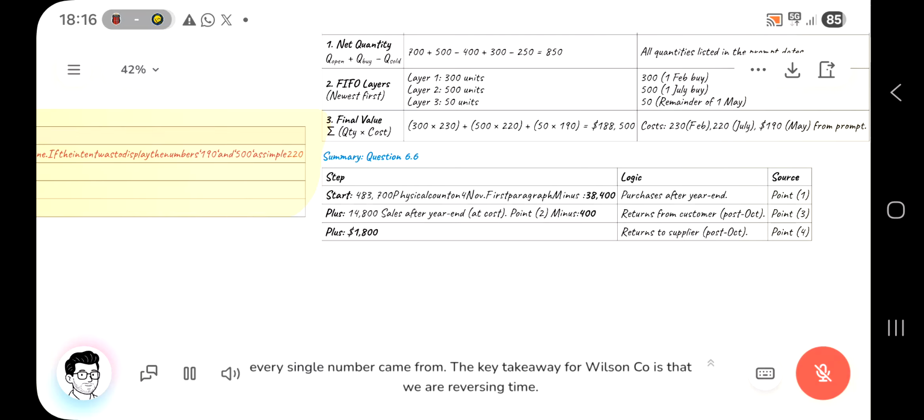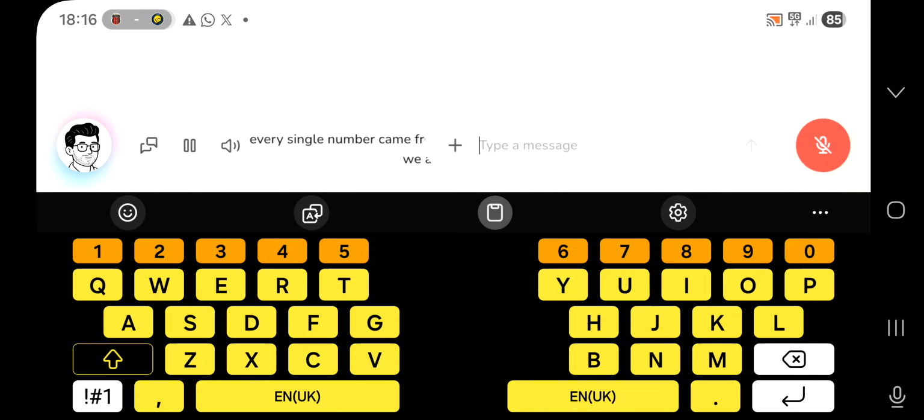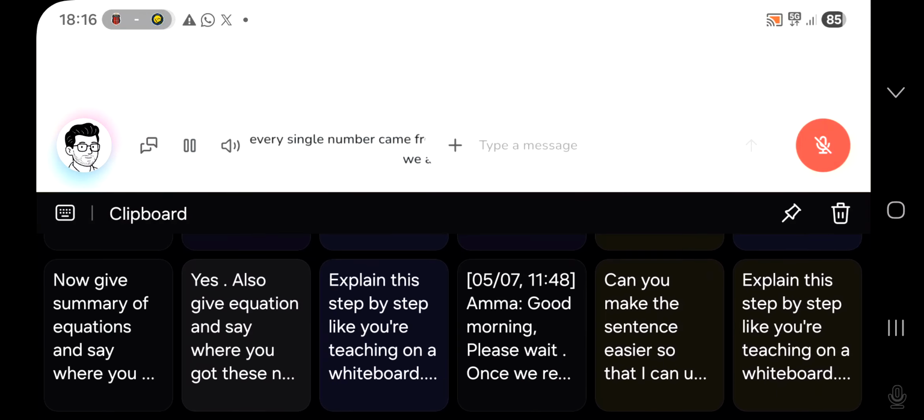And here are your flashcards for the road. You crushed both of these. How are you feeling about inventory valuation now?